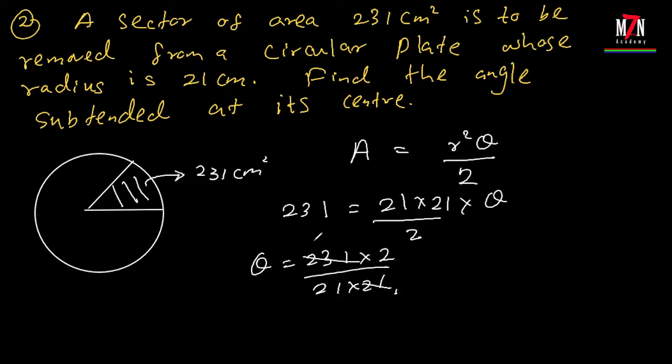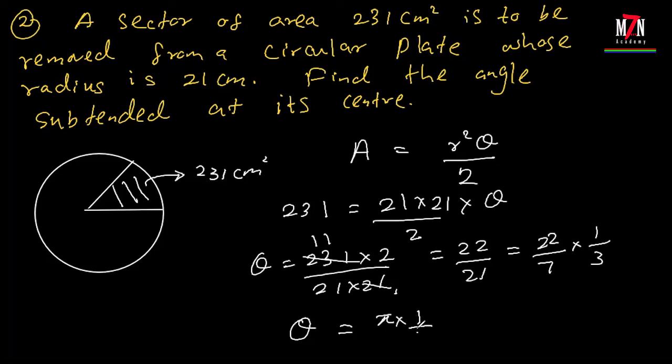You can cancel this one by 21. Then here you have 1 and 1 again. So the answer is 22 over 21. This is in radians, right? So we can write this as 22 over 7 into 1 over 3. We know 22 over 7 is equal to pi. Then we can have theta is equal to pi into 1 over 3, that is equal to pi over 3. Angle in radians.